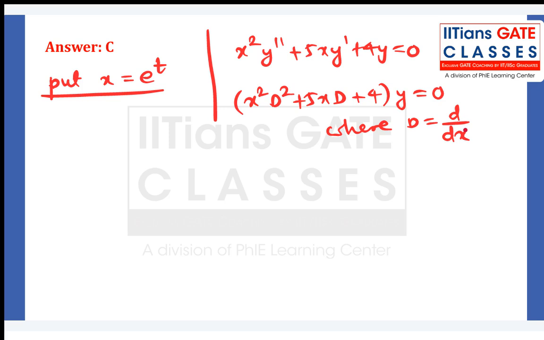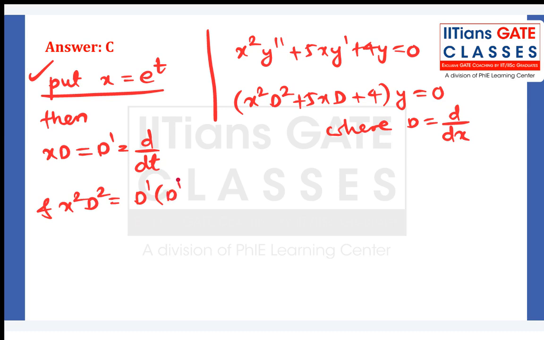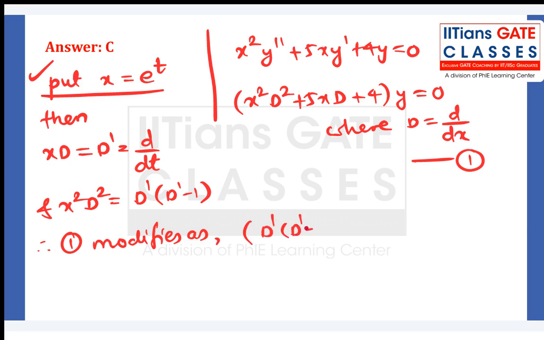So then we put x equal to e power t. The reason why we do this substitution is because if you do that, then you can write xD as D dash. And what is D dash? It is d by dt. Similarly, x square D square, you can write as D dash into (D dash minus 1). Therefore your equation 1 modifies as D dash into (D dash minus 1) plus 5xD, which is just D dash, plus 4, y equal to 0.